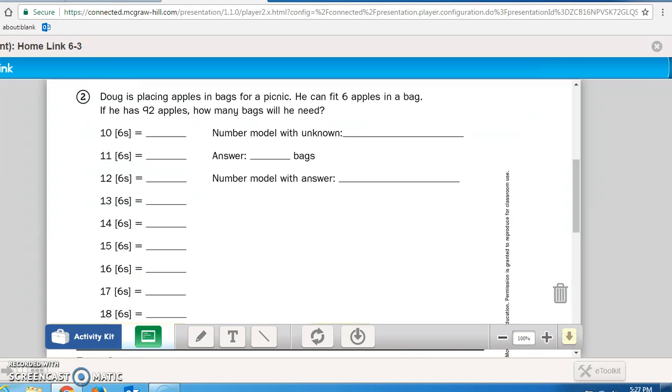Number 2 reads, Doug is placing apples in bags for a picnic. He can put 6 apples in a bag. If he has 92 apples, how many bags will he need? Again, division. Finish this page, bring it to me, and I will check it.